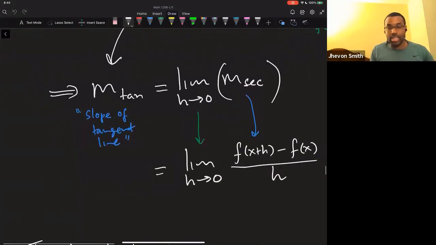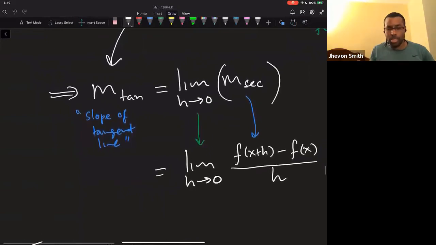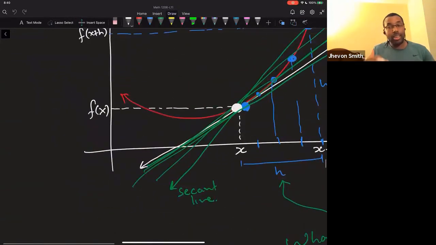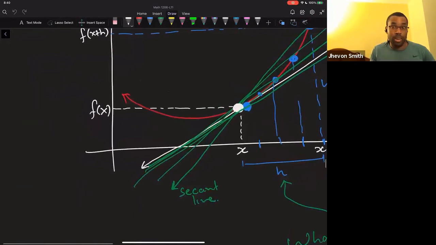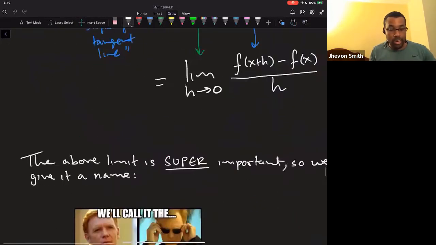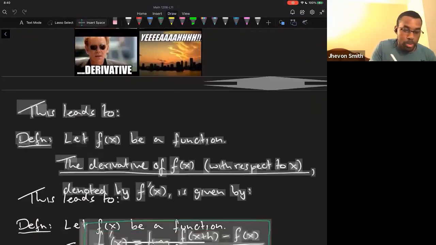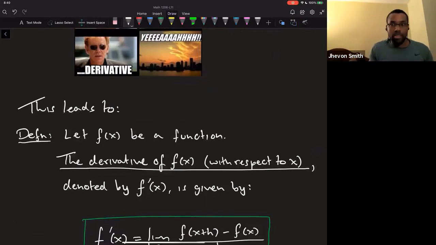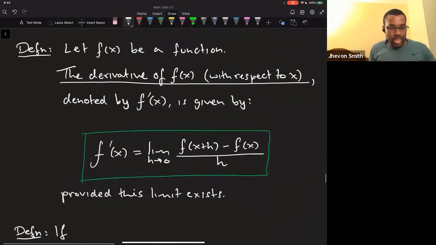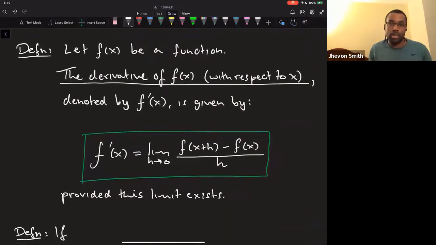So the derivative is a limit. And it's a limit that helps us to find the slope of a tangent line. And finding the slope of a tangent line helps us to find speed. It helps us to find rate of change. It helps us to talk about how much the output is changing in relation to the input, not just on average, but at every instant in theory, assuming this limit can be computed. So that leads to the definition of what we call the derivative. Given a function, the derivative of that function is this limit. We denote it by f prime.